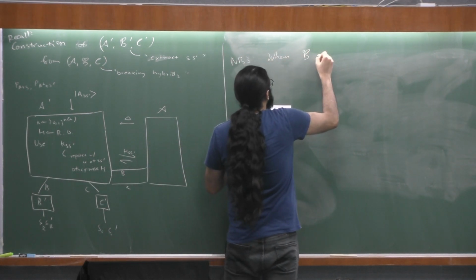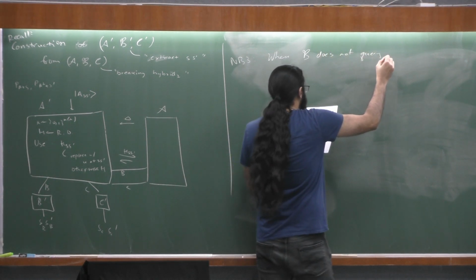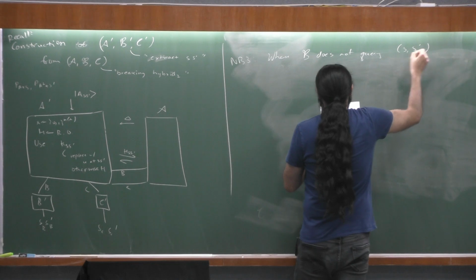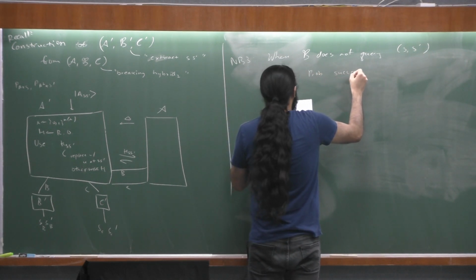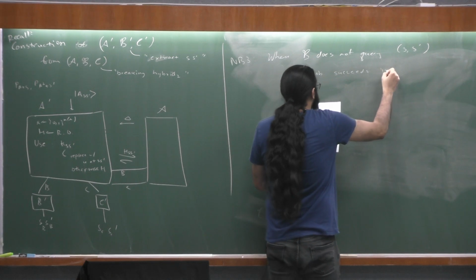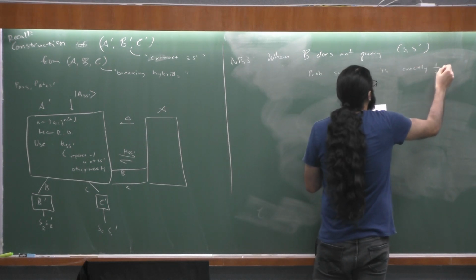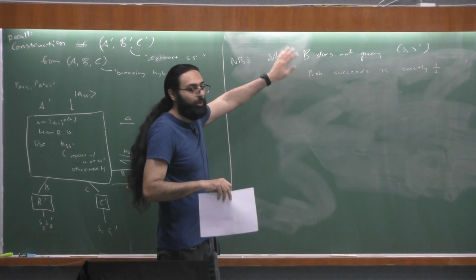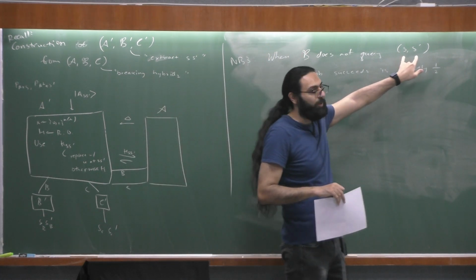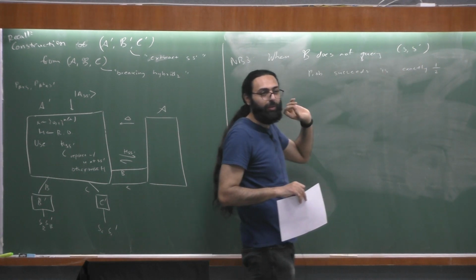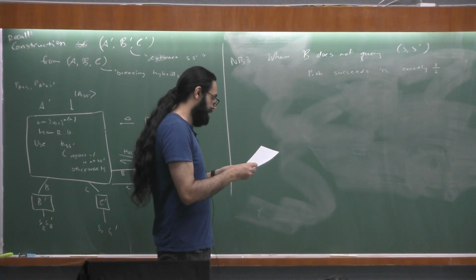when B does not query SS prime, the probability that it succeeds is exactly half. So B in the original game, right? The probability of guessing is exactly half because it doesn't query SS prime at all. So there's no way it would know which case it's in.